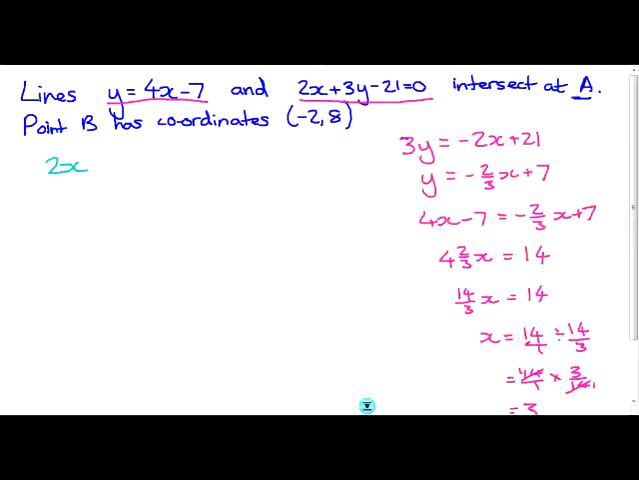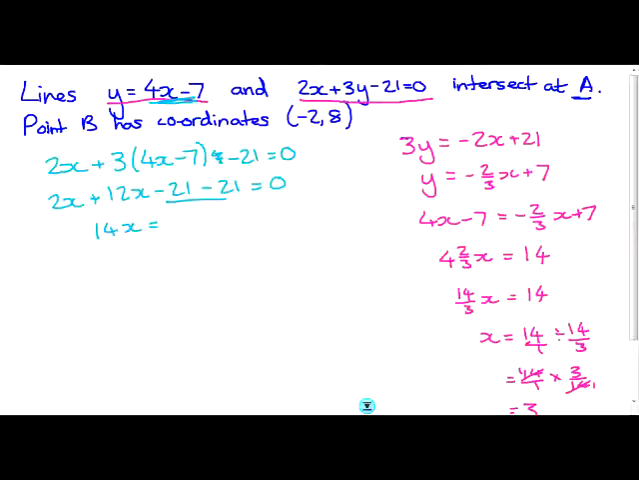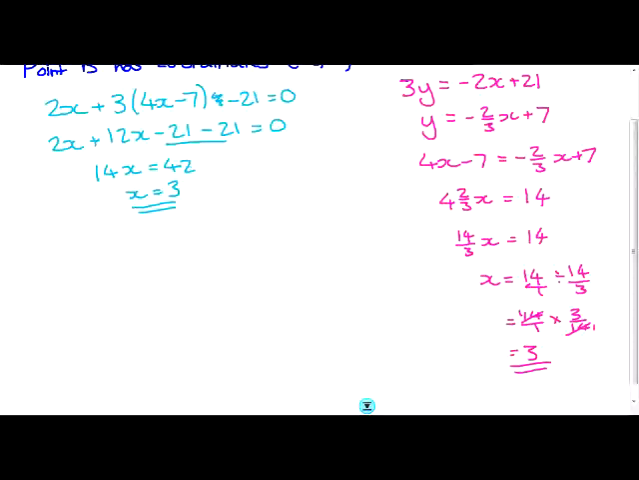But watch this. So 2x plus 3, but instead of writing y, I write this because it's equal to y. Oh, nearly forgot the minus 21, and that equals 0. So let's just tidy up. So we've got 2x plus 12x minus 21 is 0. So it's 14x equals, so that's going to be minus 42, so add that, and that's 3. So you can see I've created the same answer in a lot less writing.